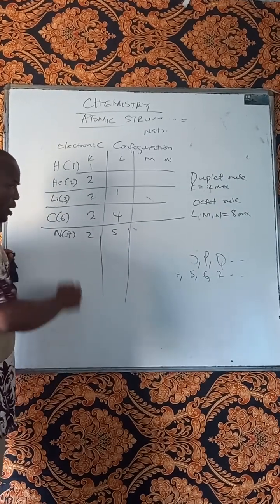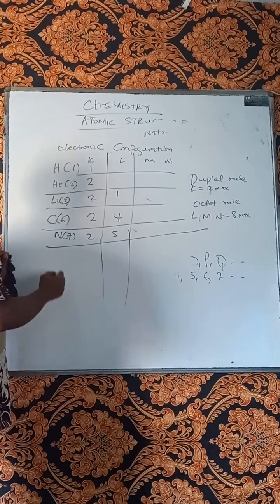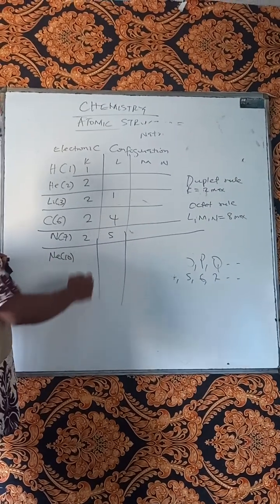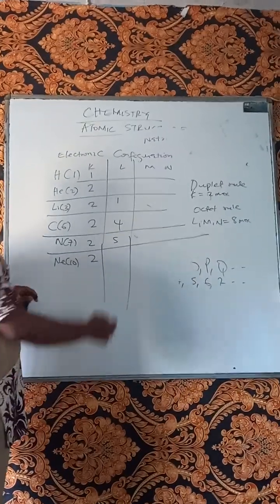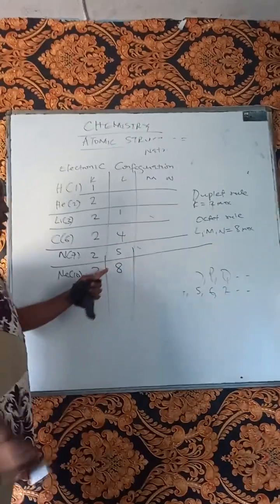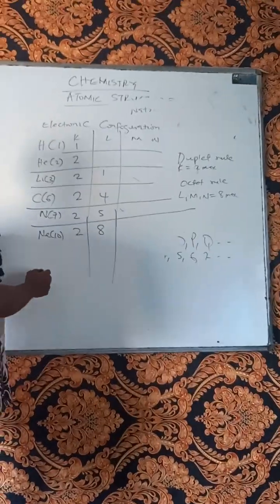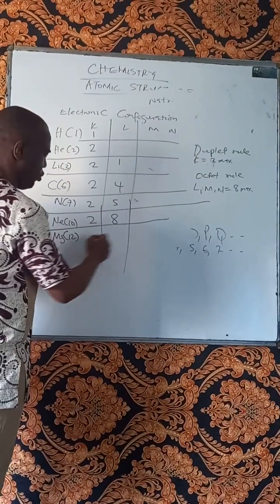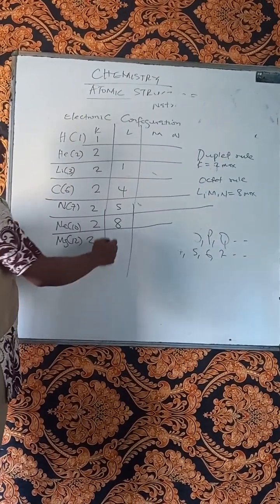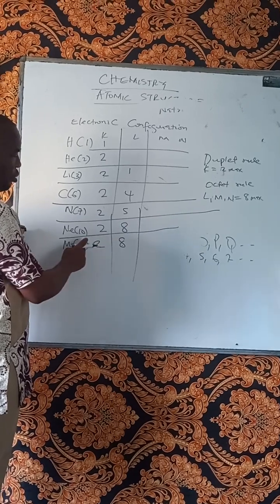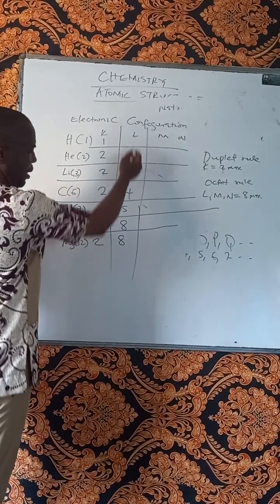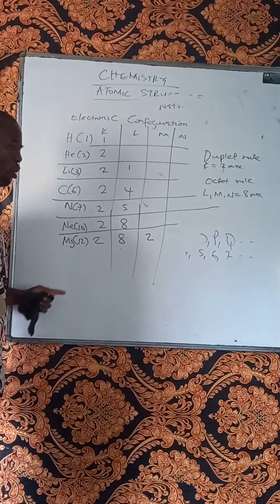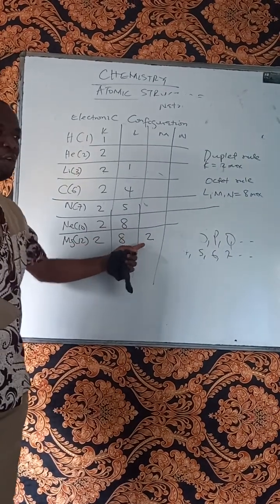Let's go to a higher element. If I pick neon, that is 10, I give the K shell 2, remaining 8. Then L can take 8, satisfying the octet rule. If I pick an element like magnesium, which is 12, I have 2, remainder 10, 8, 10, remainder 2, because L cannot take more than 8. Then the remaining 2 now go to the M shell. I will still continue to fill the M shell until the M shell reaches 8.